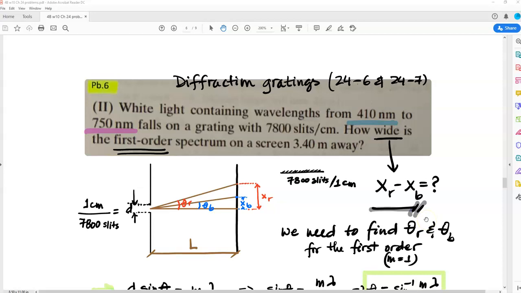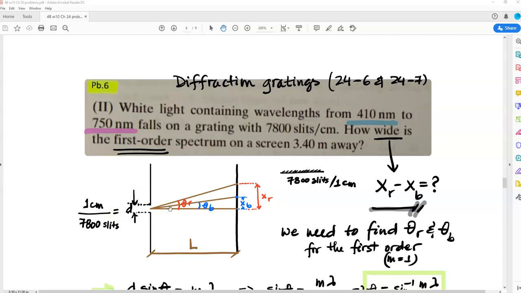This is in your sections 24.6, 24.7. They talk about diffraction gratings, which is nothing else but a single slit made over a certain distance. So in this problem, they tell you that you have a diffraction grating that is 7,800 slits per centimeter. So I was trying to make it here, and the only picture I'm getting is the distance between two consecutive ones. So I'm just zooming into that. And then you have white light going through there.